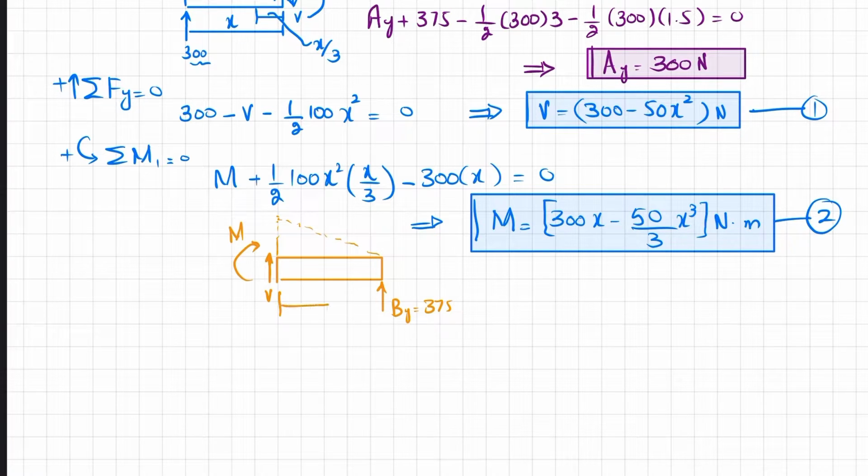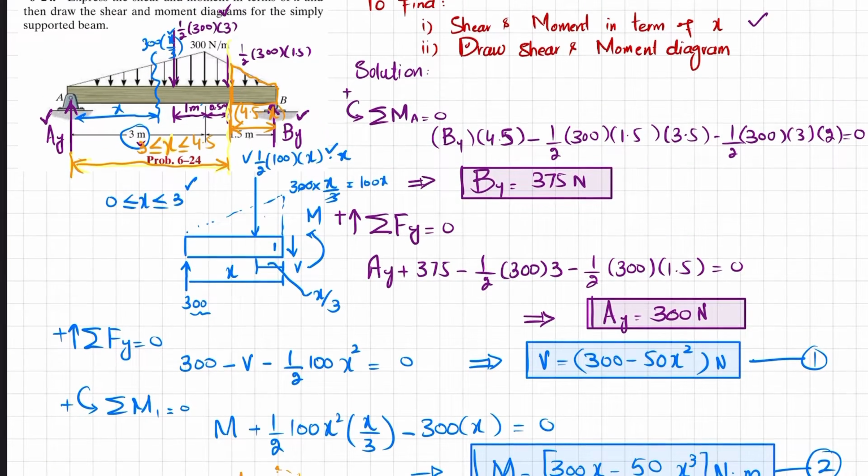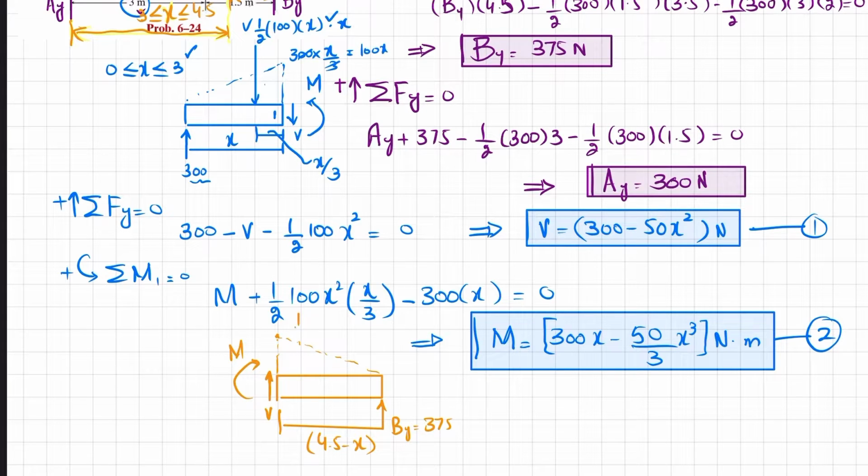Okay, so this distance was 4.5 minus x, and this load will be now, it was 300. Okay, this was 300, so it will be 1 over 2 into 300 into 4.5 minus x, clear? 1 over 2 into 300 into 4.5 minus x.